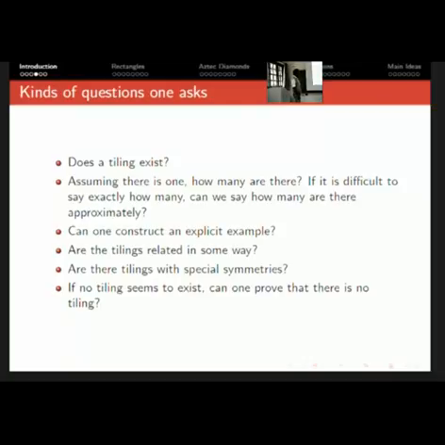Can you construct an explicit example? Sometimes these things can be very hard. Another problem of interest is to generate tilings, for example random tilings. If you are given one tiling, can you perform local moves and get all tilings that way? That's another question. Then you can ask more refined questions: are there tilings with special symmetries?